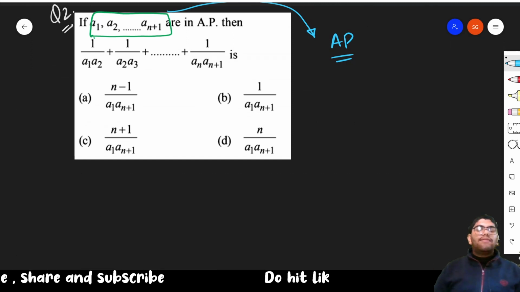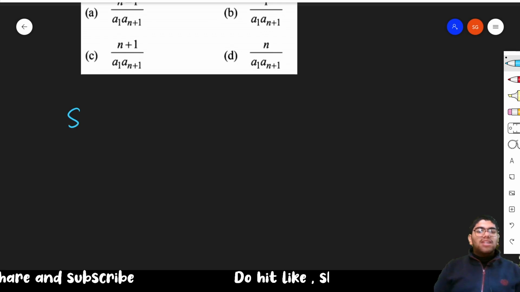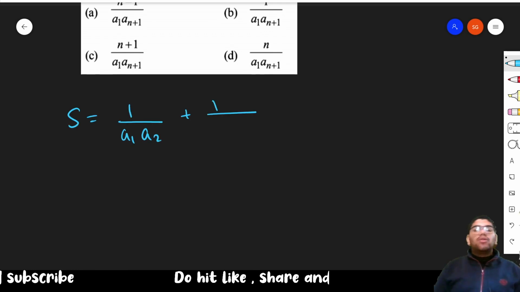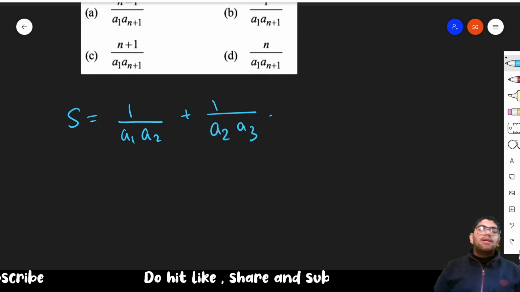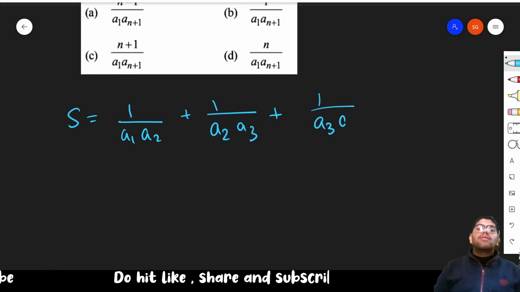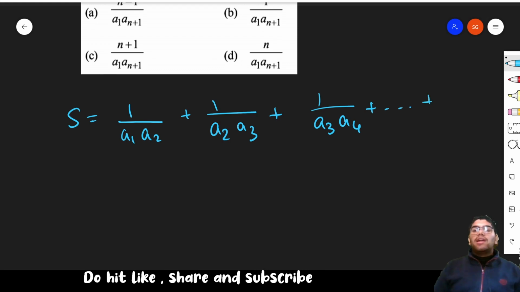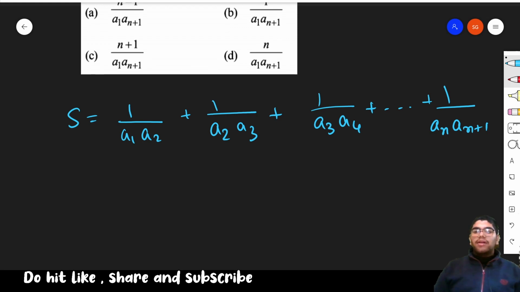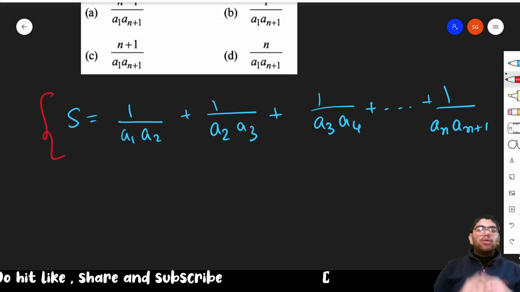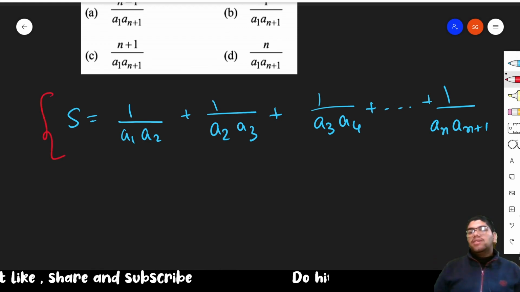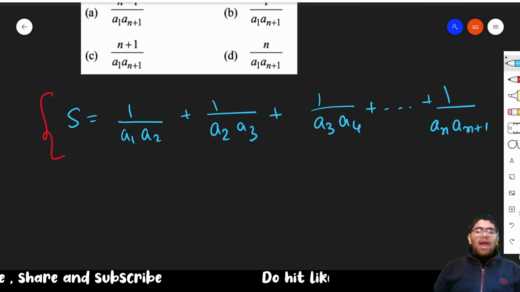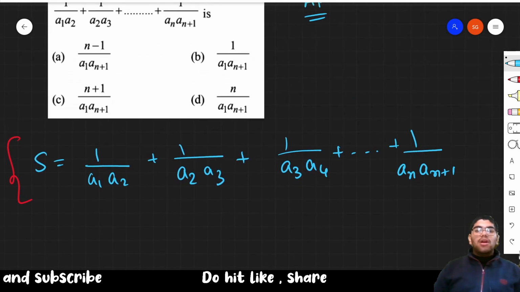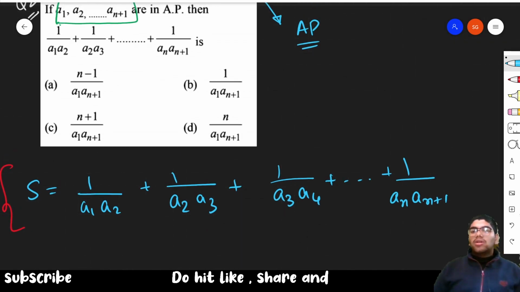Then I have to find the value of this sum. So my sum will be, let's say I'll take it as S. So S is 1 over a1 a2, plus 1 over a2 a3, plus 1 over a3 a4 and so on, and last will be 1 over an an plus 1. Great. So we have been given this sum. We have to actually evaluate what will be the value of this sum. So actually this is another simple problem that I guess you will be able to do if you are familiar with the concept of AP.